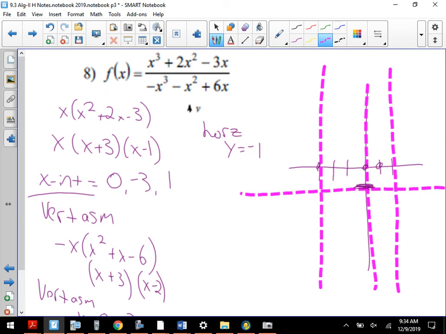For the weird ones, remember, the only ones that I had you graph are the ones where you had that linear over linear. They actually plot the ordered pairs.